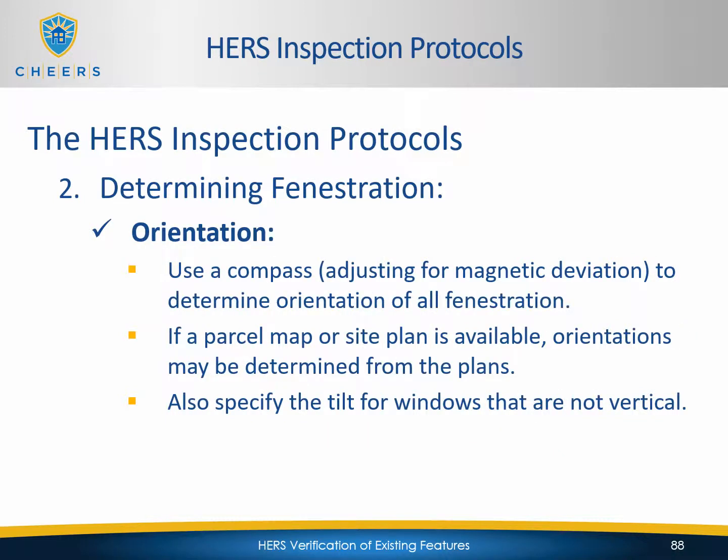After you found out the area of the windows, you want to verify the orientation of the windows by using a compass, adjusting for magnetic deviation, to determine orientation of all fenestration. If a plot map or a site plan is available, orientation may be determined just by looking at the plans. Also, specify the tilt for the windows that are not vertical.